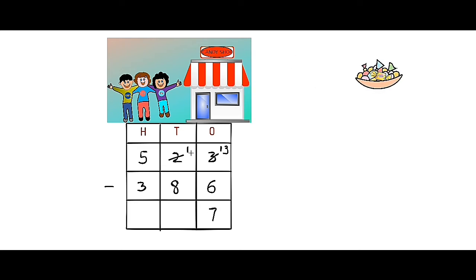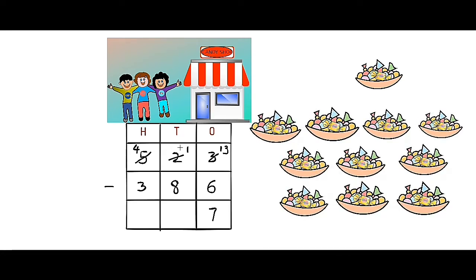Poor Tens, he now had only 1 bowl of candy and 8 customers. What did he do? He rushed to Hundreds's shop and borrowed 1 bag of candy. It contained 100 candies in it. He put 100 candies in 10 bowls. Now he had 10 and 1, 11 bowls and 8 customers.